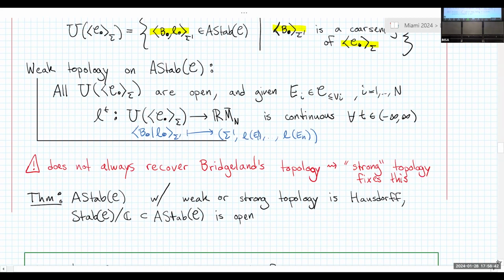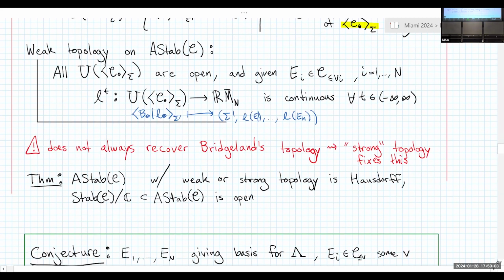In many examples, it seems to. And so it's tempting to speculate that if you have a category with a generator, it recovers Bridgeland's topology. But I'm not sure if that's true in general. And it's definitely not true for really big categories, like a direct sum of infinitely many copies of vector spaces. This won't be true.